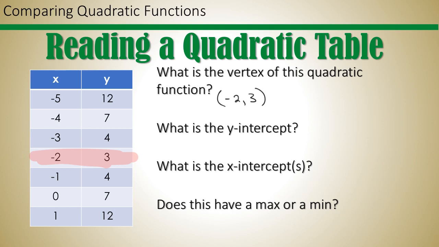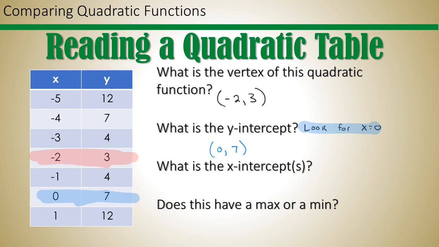Okay, for the y-intercept, we know that something is the y-intercept where x is equal to 0. So look for x equal to 0, okay? And I'm going to highlight this in blue so we see that. We see that x is 0 right here. That is going to be our y-intercept. Our y-intercept is the point (0, 7).